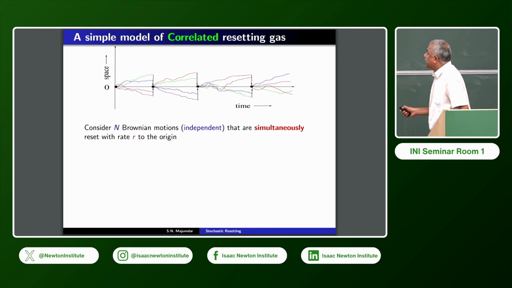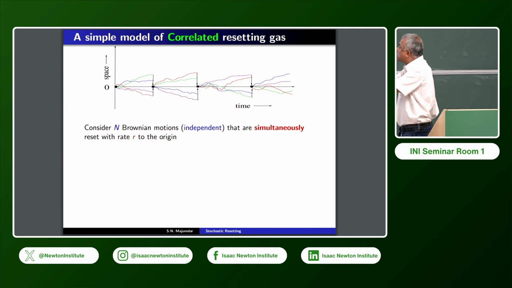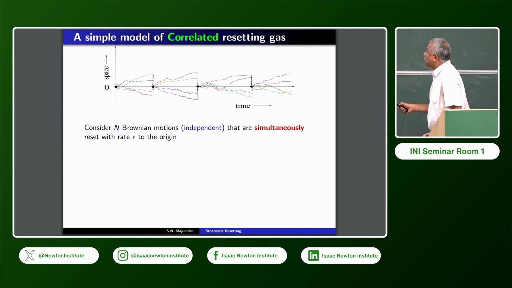So you have n independent Brownian motions. You start from the origin. This is a space-time diagram. And I evolve them up to a random time t. And then I simultaneously reset them because they are all in the same trap. So they get simultaneously reset to the origin for simplicity. And then I again evolve them up to a random time. I reset them back to the origin simultaneously. And I keep on doing this.